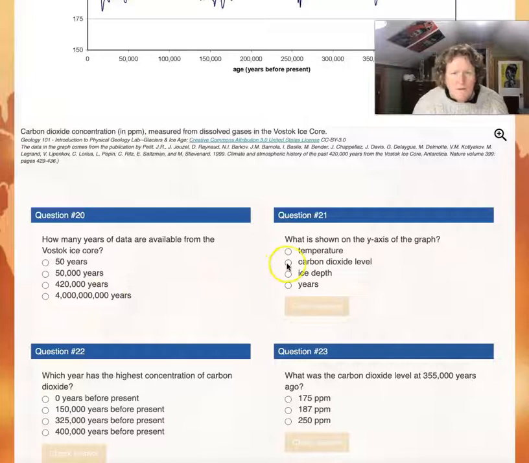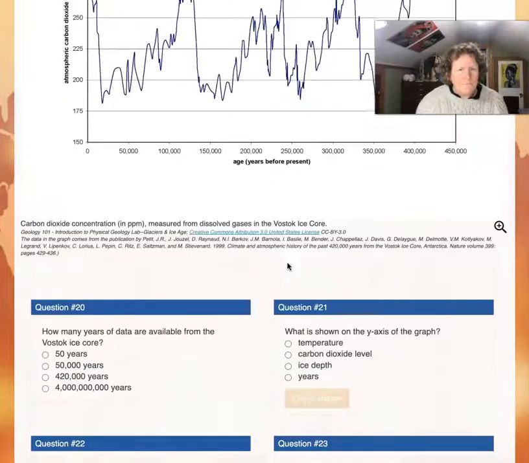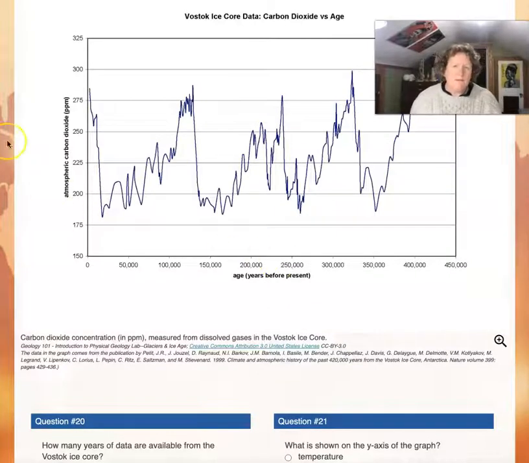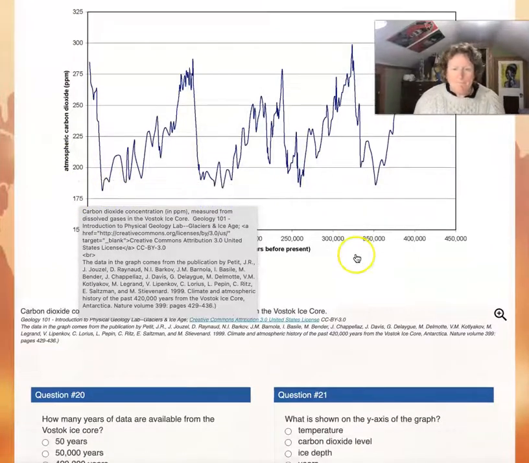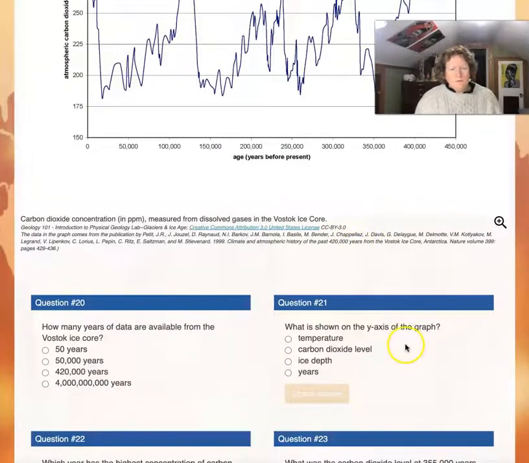Question 21. What is shown on the y-axis of the graph? The y-axis is the vertical part, and let's read the label here. Atmospheric carbon dioxide in parts per million. So that should help you answer question 21.